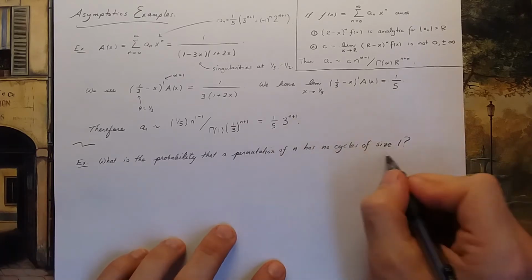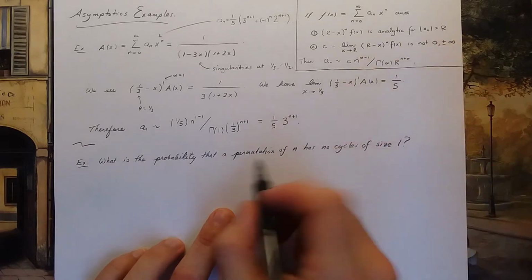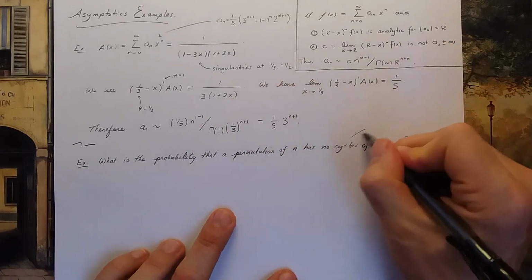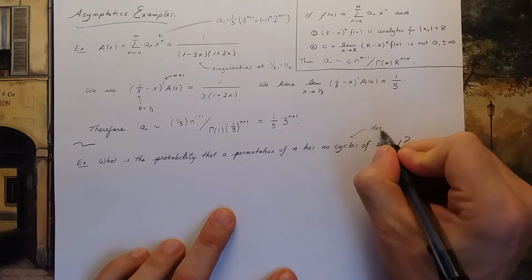This is known as the derangement problem. So if a permutation happens to have no single cycles of length 1, then the term for this is a derangement.